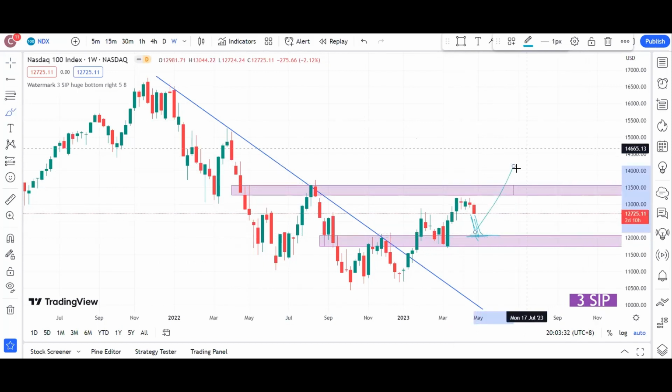This upside is not to 14,000. It's probably going to tap into this 13,500 again first, to see if there's enough bullish momentum to push price through the 13,500 level, because this supply level was formed back when they started this downtrend. So it will still be acting as a very strong resistance supply level.